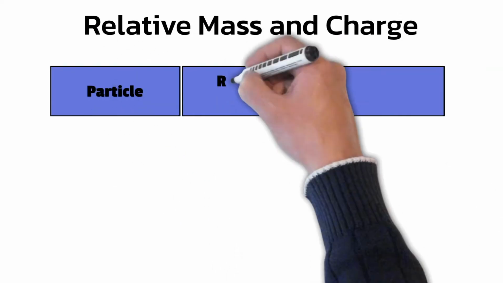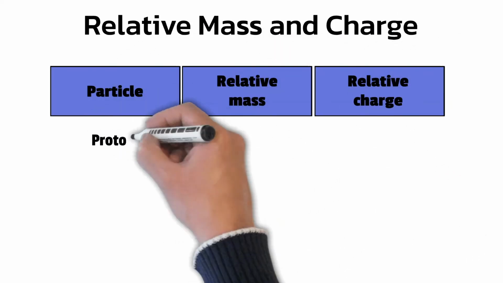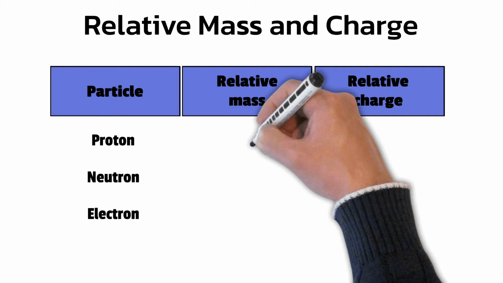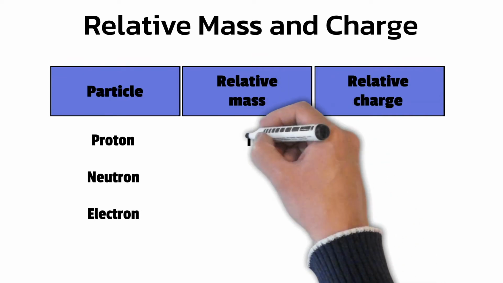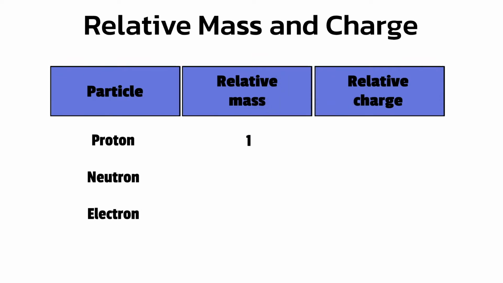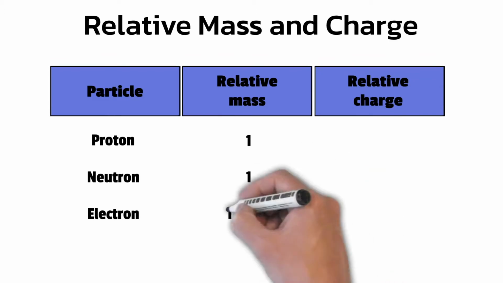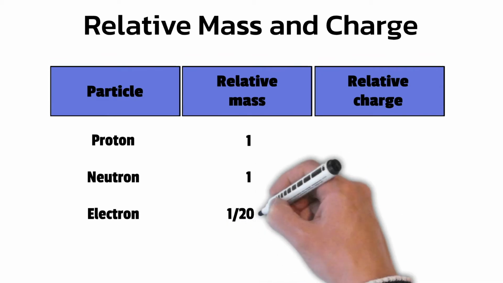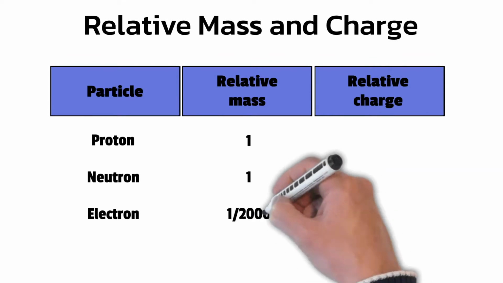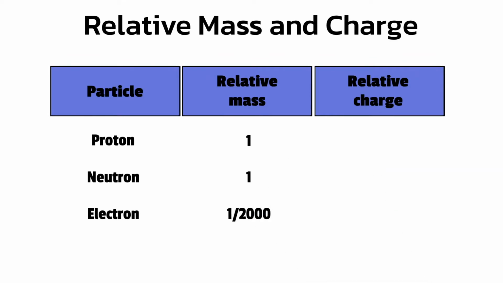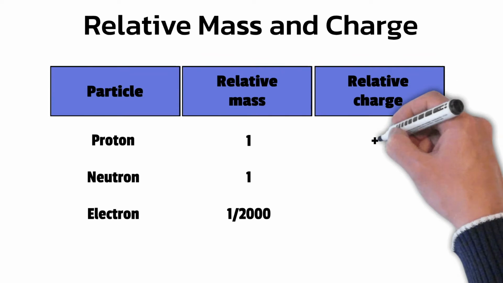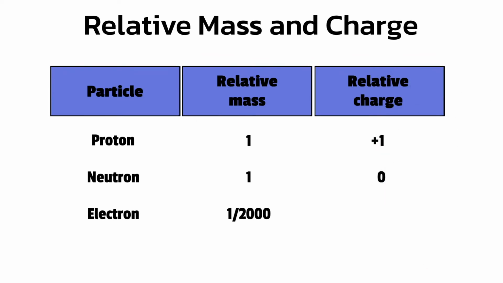For your exam you'll need to know the relative masses and charges of these particles. The relative mass of a proton is 1. The mass of a neutron is virtually the same as a proton, so its relative mass is also 1. The relative mass of an electron is 1/2000th, meaning they have about 2,000 times less mass than a proton or neutron. Protons have a relative charge of +1. Neutrons are neutral, so have charge of 0. Electrons have a charge of -1.